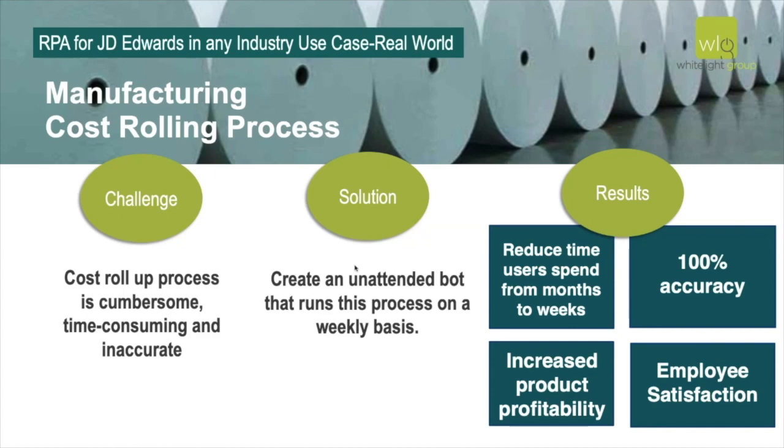So, cost rolling. In this scenario, they wanted to be able to add material, labor, and overhead costs, determine manufacturing costs, and add all those up. That was done manually. The use case is to create an unattended bot to mimic all those business rules and complete that task weekly. The result is to decrease time to completing these tasks, increase profitability and efficiency, obviously 100% accurate, and employee satisfaction.